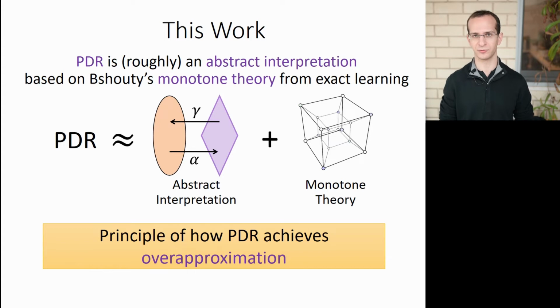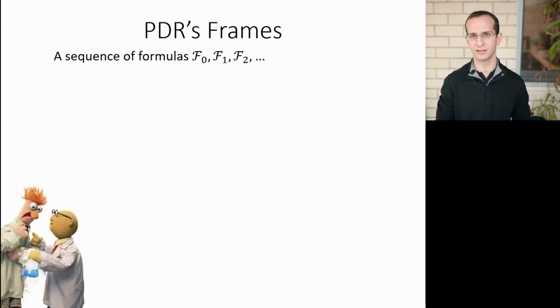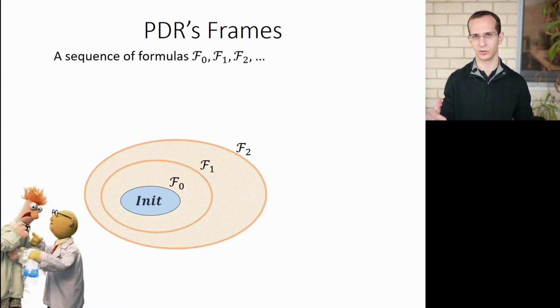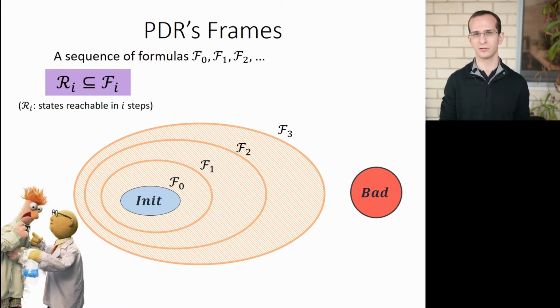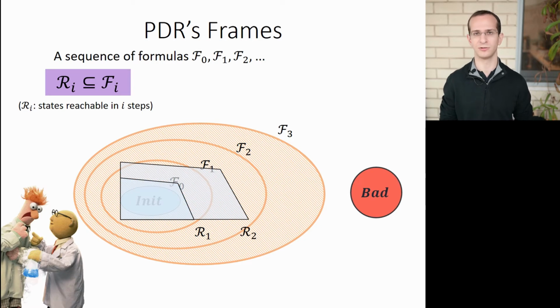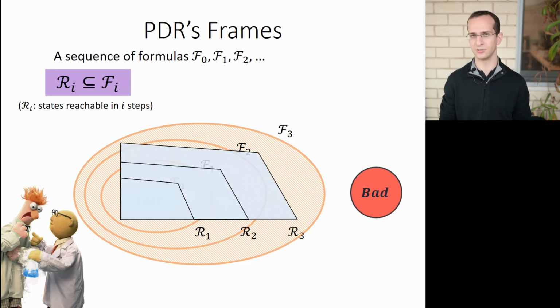To understand the question of overapproximation, let's talk about the usual explanation of PDR and its central data structure, the frames. So the frames are a sequence of formulas, or equivalently sets of states, that start from the set of initial states and grow monotonically, while not including any bad state, and they have the property that frame I contains all the states that are reachable in the system in I steps. So the first frame contains all the states reachable in one step, the second frame contains all the states reachable in two steps, and so on.